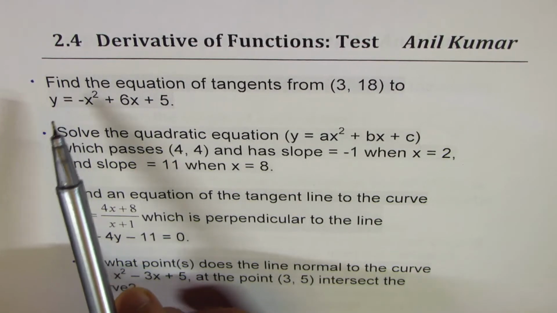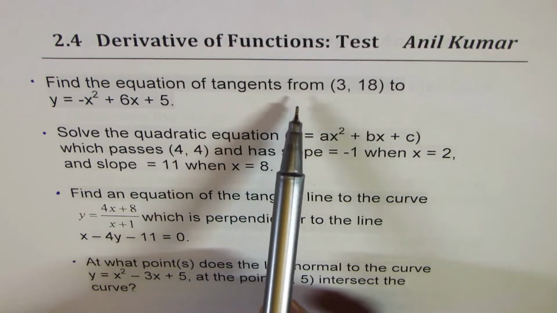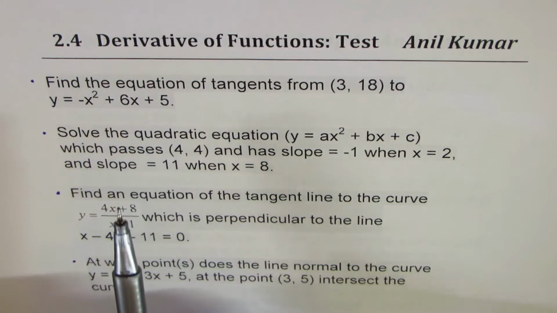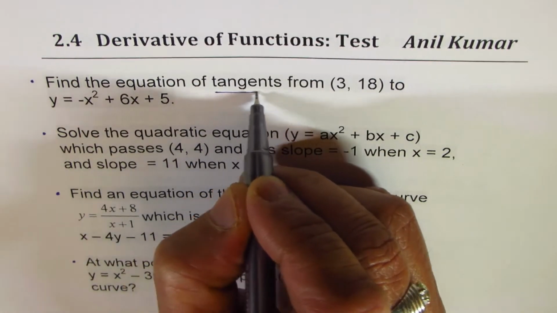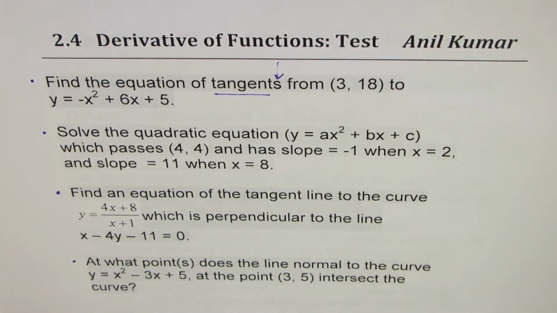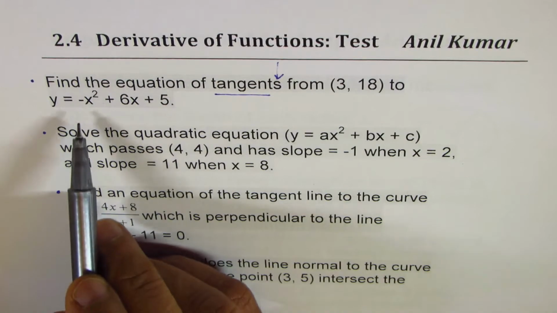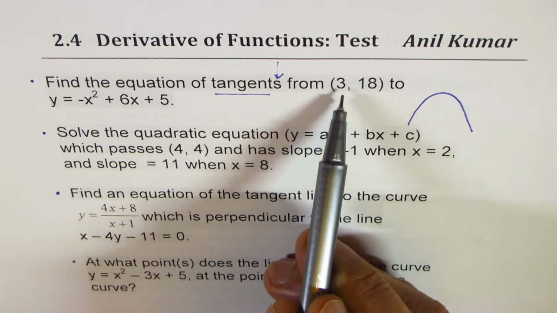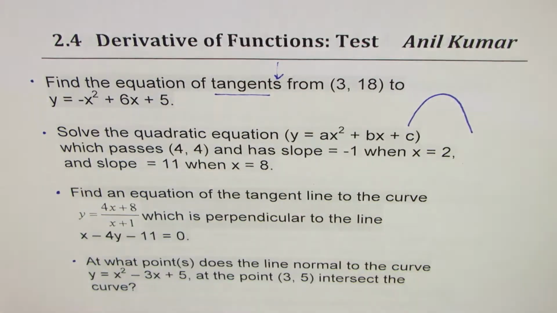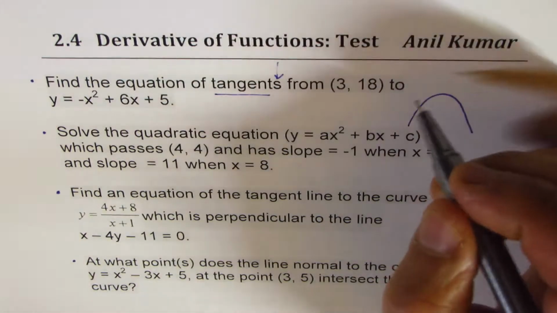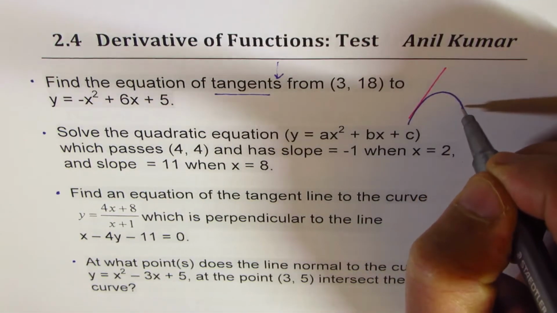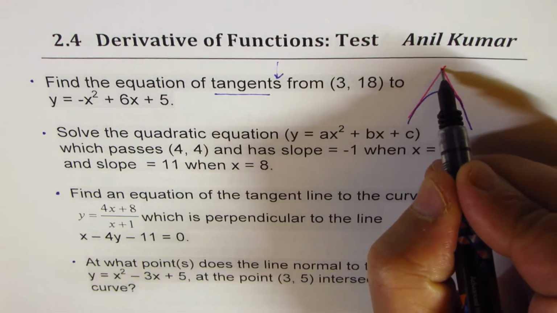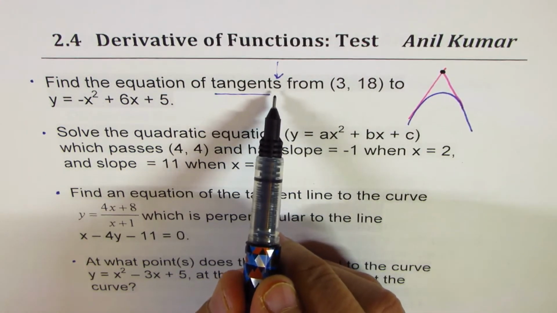The very first question here is, find the equation of tangents from (3,18) to y equals minus x squared plus 6x plus 5. The key word here is tangents. So you see more than one tangent here. That tells you something. This parabola, which opens downwards, kind of like this, if you check, (3,18) is not a point on the parabola. It is an external point, somewhere away, outside. You see that? So from a point which is outside, you can actually draw two tangents. And that's why you will see the word tangents.